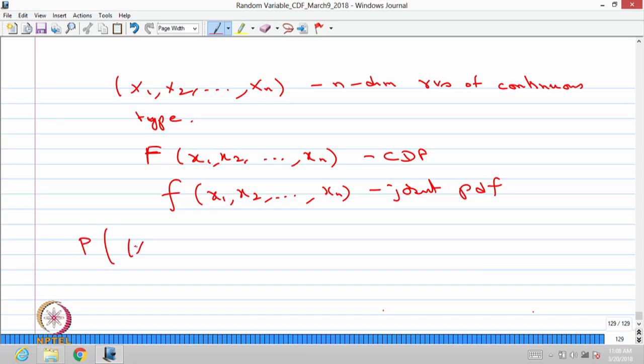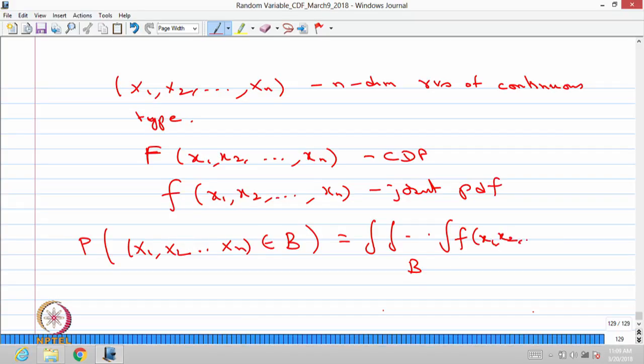Whenever you need to find the probability of x1, x2, xn belonging to some Borel set, some capital B, which is in Rn, that is nothing but the n-dimensional integration over the Borel set capital B of the joint probability density function for an n-dimensional random variable.